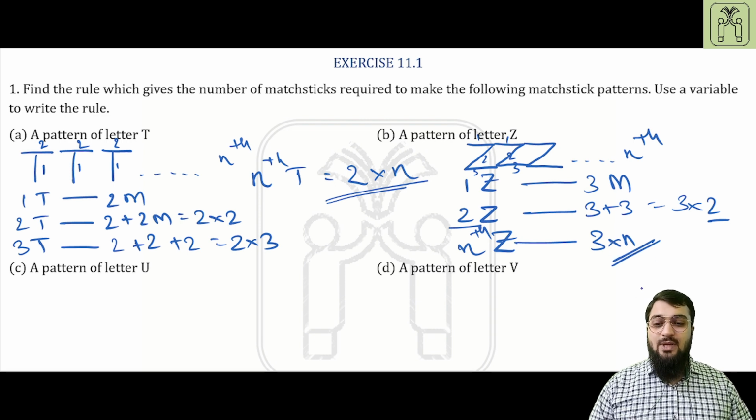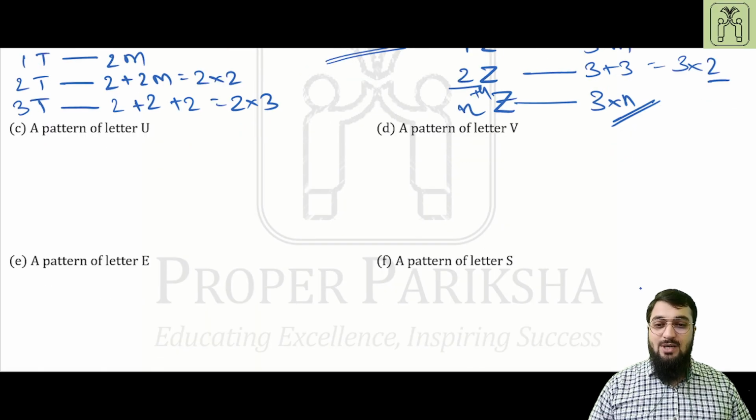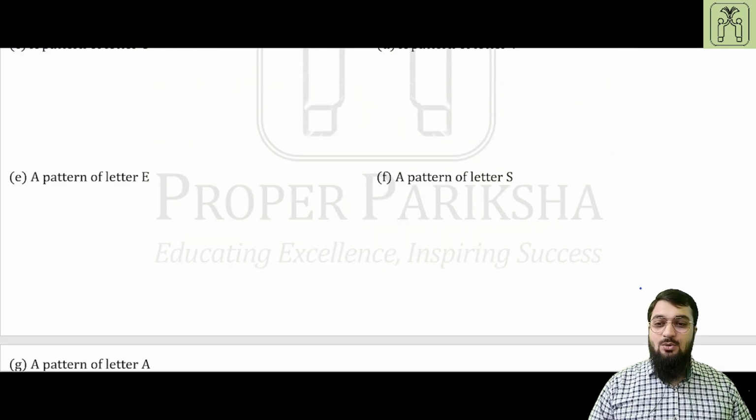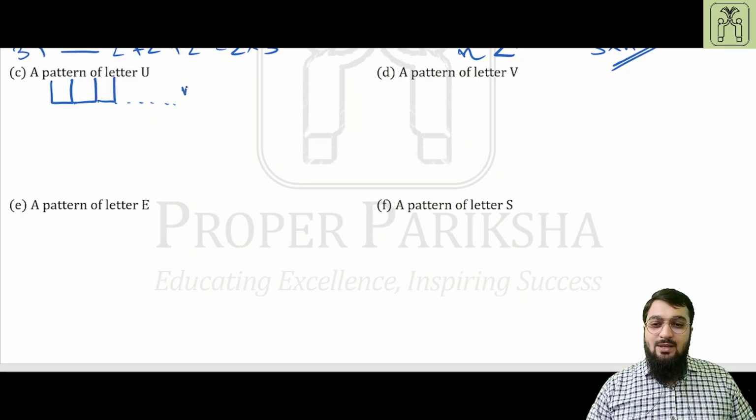Coming to the next question. This question has a pattern of letter V and a pattern of letter U. I hope that you understand the difference in that. So if you do not, let us come to the question. U is written with the matchsticks in this manner. Another U will be written in this manner. Another U will be written in this manner, and so on.